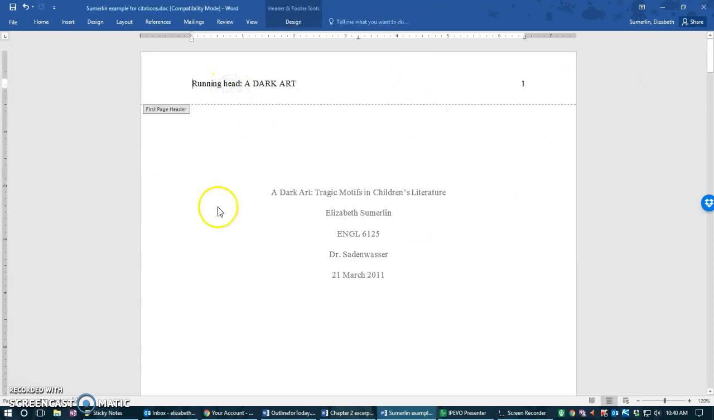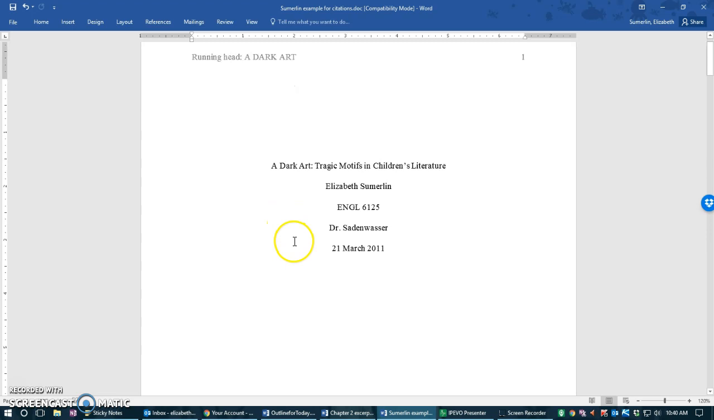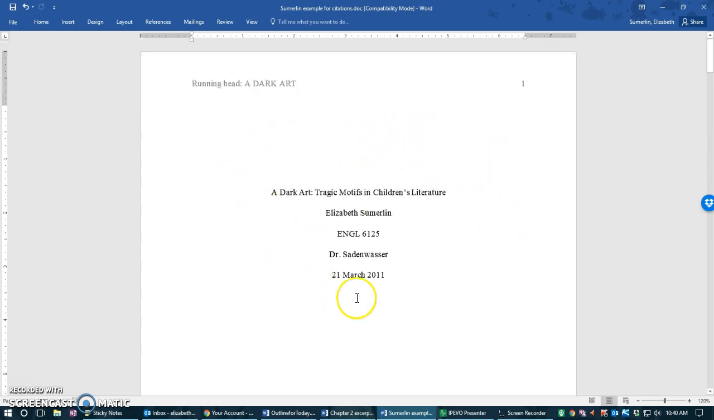Now, your cover page should look like this. At the top, you're going to have a running head, and in all caps, you're going to have your short title. Here's your short title, here's a longer title. That's typically how we do it, but your short title should always be the same. Now, this is what your header should look like: your title, your name, your class, your teacher, your year. This is how that should be.